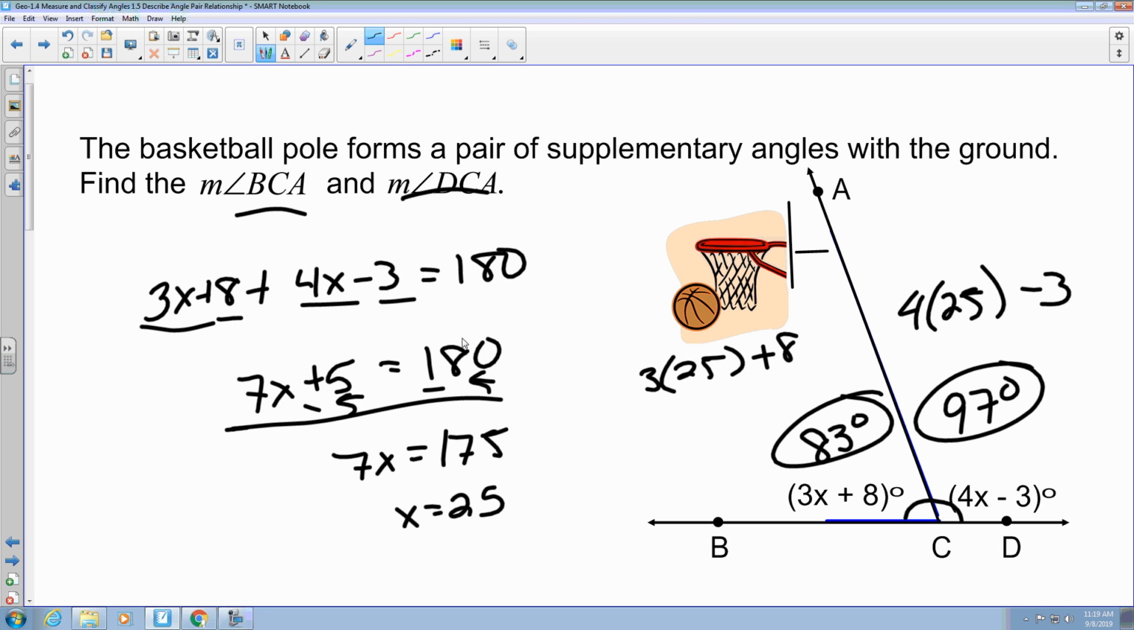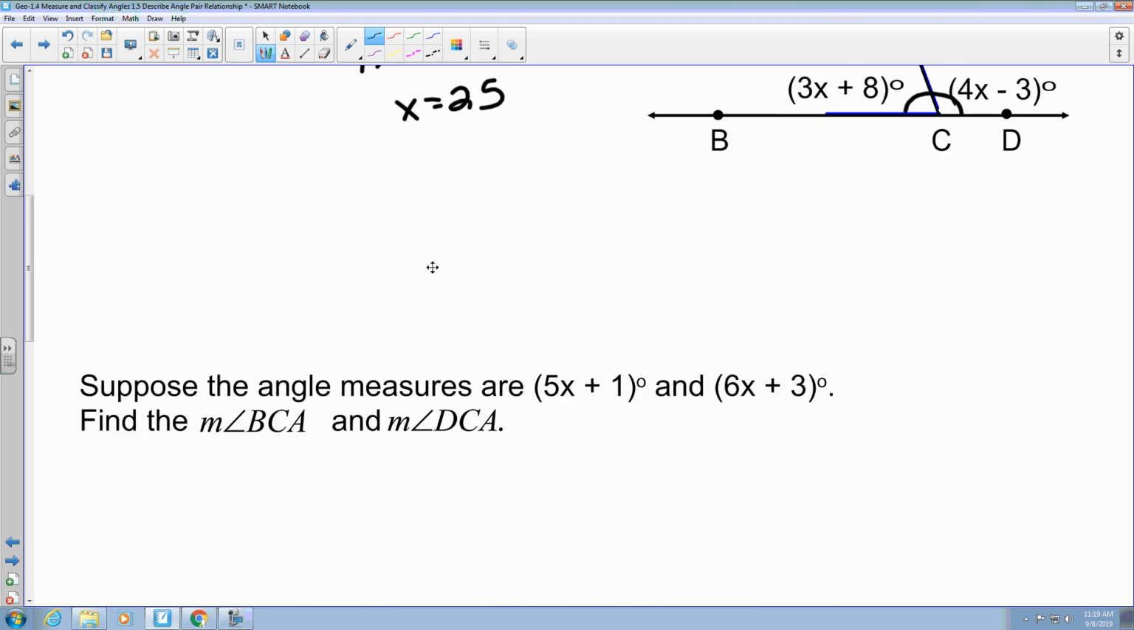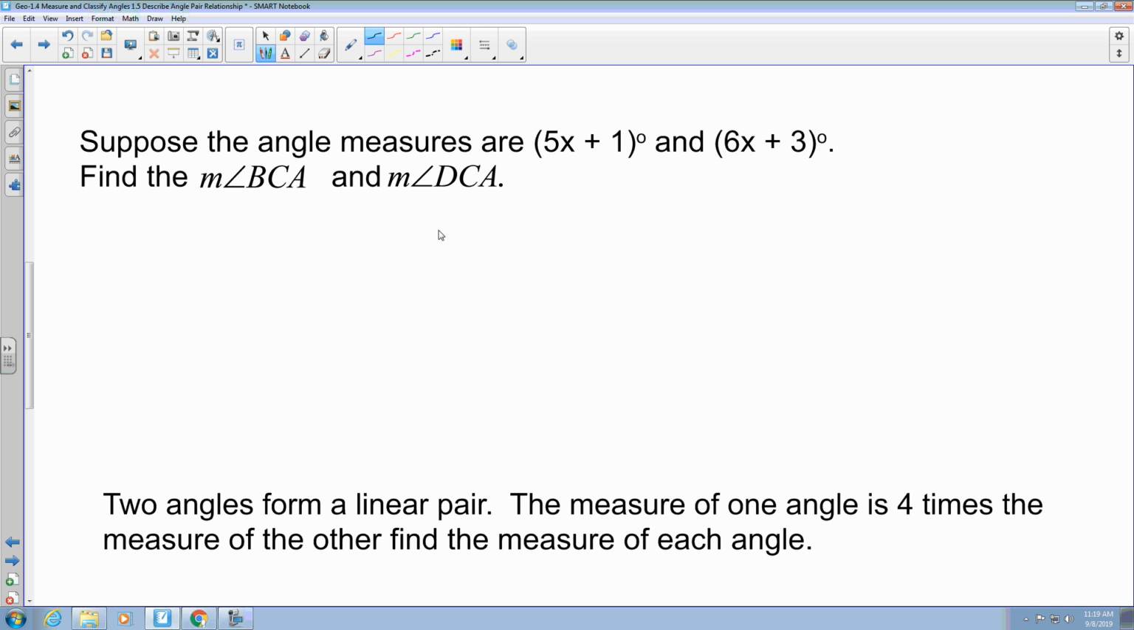And if I took 83 and added it to 97, you should get 180, which you do. So that's another way you can check your work. Here it says, suppose the angle measures are 5x plus 1 and 6x plus 3. They want you to find the measure of BCA and DCA.